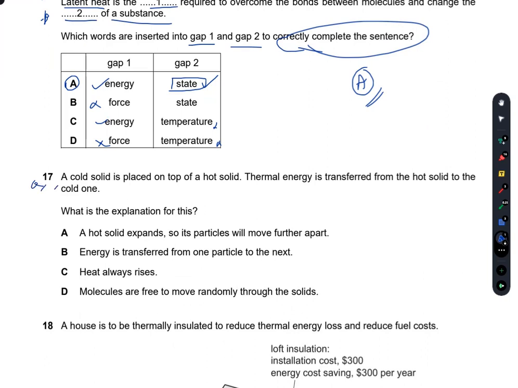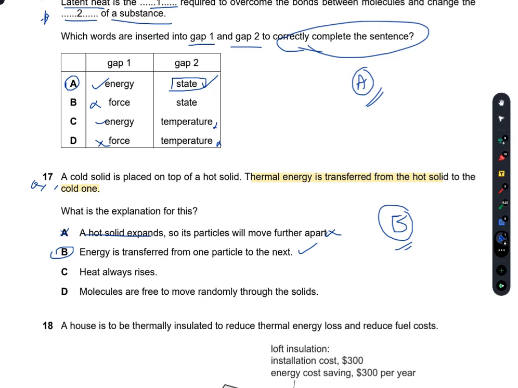Question number 17. A cold solid is placed on the top of a hot solid. Thermal energy is transferred from the hot solid to the cold one. What is the explanation for this? Now there is energy transfer here. So explanation here: a solid expands, so its particles will move further apart. No, this is not an explanation for this. A solid, yes, expands, but this is again not an explanation why energy change happens here. Energy is transferred from one particle to another. Yes, this is simple. We all know this. Energy is transferred from a hot body to a cold body. So B is the right answer.